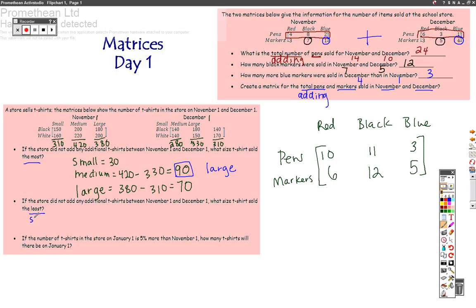If the store did not add any additional t-shirts between November and December, which t-shirt sold the least? Least, remember, is like the smallest. So which one was the smallest? I can go back up here. And so my answer here is small.